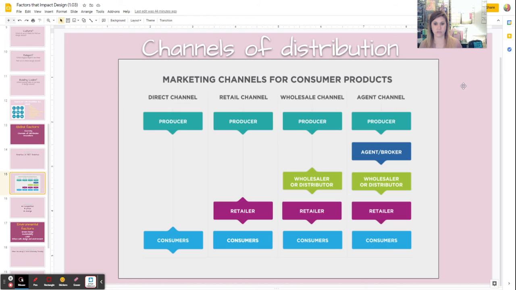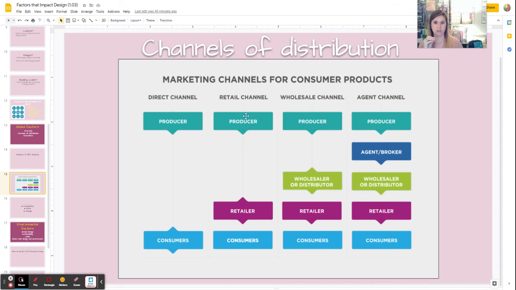Channels of distribution, it's another lovely business term, basically means how many people a product has to go through to get from the person who makes it to the consumer. So producer up here at the top, to the consumer down here at the bottom. Here's a direct channel of distribution, meaning the producer makes it, consumer gets it. That would be like a farmer grows a plant and has a produce stand at his farm, and you go buy a cucumber from him. Direct.